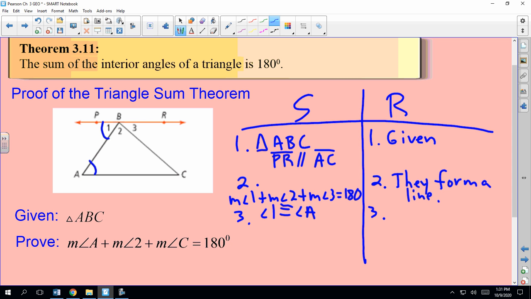So the other set of angles that are congruent to each other are angles 3 and C. So we'll write angle 3 is congruent to angle C. I'm writing both of these statements as statement 3 because they have the same reason. It's the alternate interior angles theorem. Right?